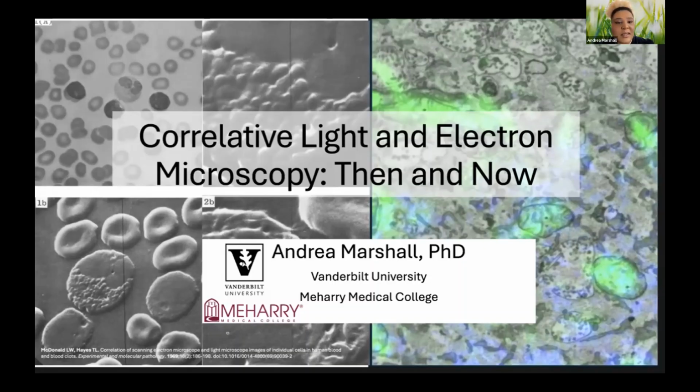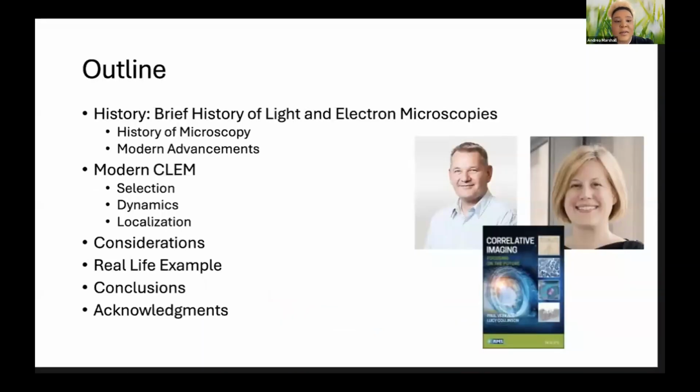Today I'll be discussing more of a historical view, as well as a little bit of a real life example of a current project that we are undergoing using correlative light and electron microscopy. A brief outline: I'll briefly go over a history of both light and electron microscopies that was beautifully penned by Lucy Collinson and Paul Verkade. After that, I'll follow up with uses for modern CLEM and considerations. I'll walk you through a real life example, and then conclude and acknowledge.